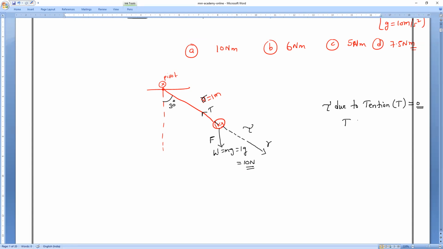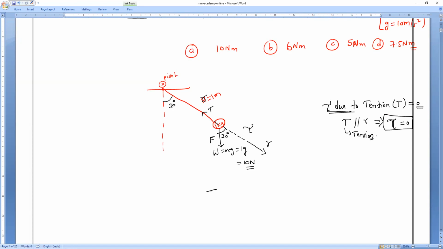Yes, tension is parallel to R, so the torque due to the tension is how much, guys? Everybody, the torque due to the tension is equal to 0. So please remember this is torque and this is tension. Clear, everyone? Now we want to find it. As it is making a theta angle, here theta is 30 degrees.